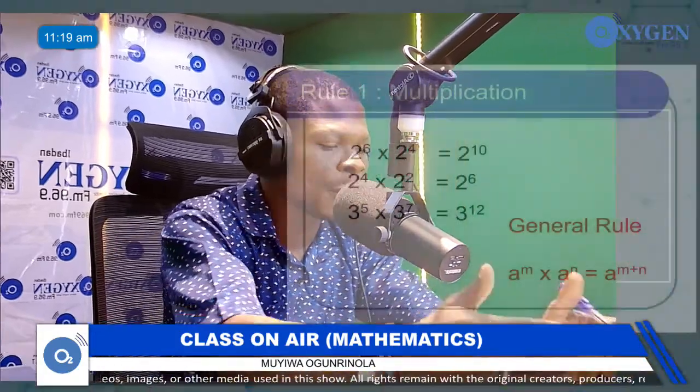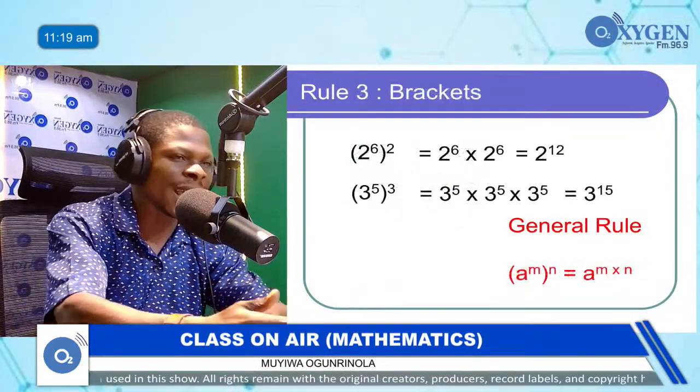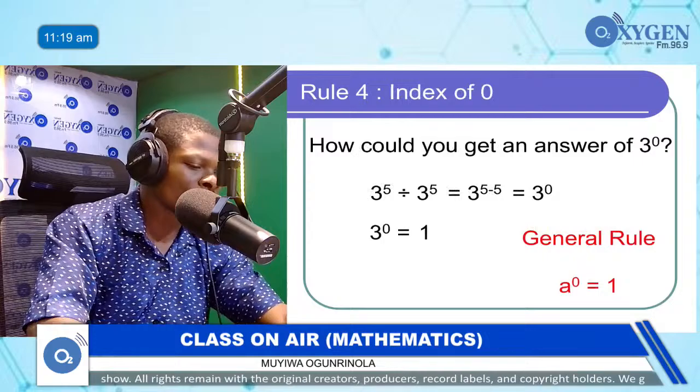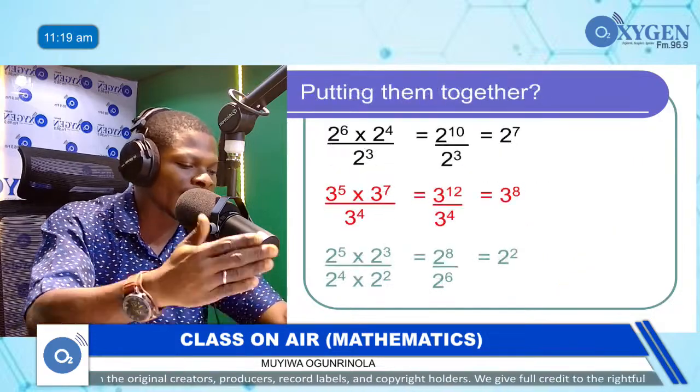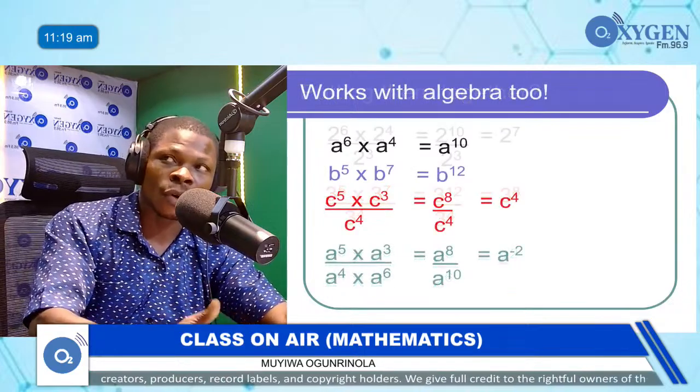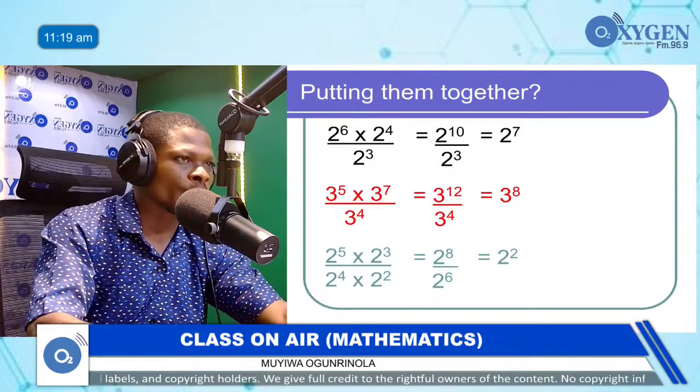Another example on this multiplication law: we have 3 raised to power 5 times 3 raised to power 7. This one also has the same common base. In this case, you pick only one base, then add the powers. So this will be 3 raised to power 5 plus 7, which gives us 3 raised to power 12.